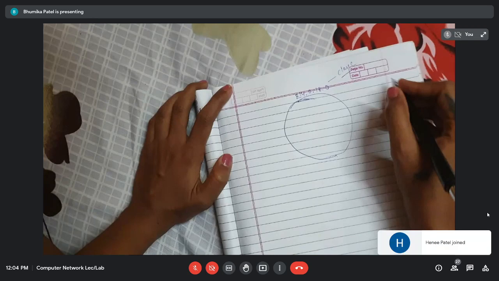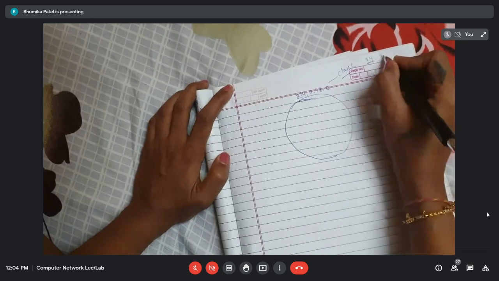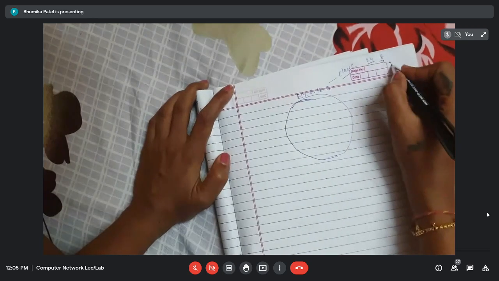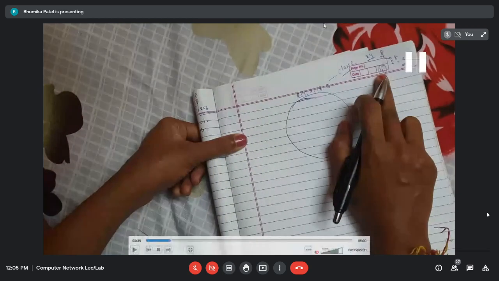Now suppose I want to divide this class C network into subnets, for example into four parts. So how many hosts will there be? Total 2 raised to 8, that is 256, as class C contains 8 bits for the host ID. So 256 devices can be connected in this network.